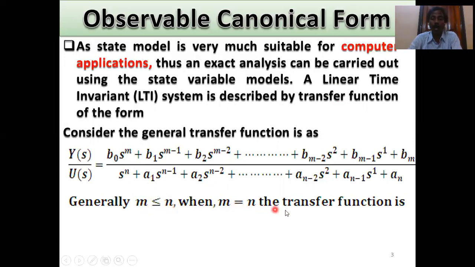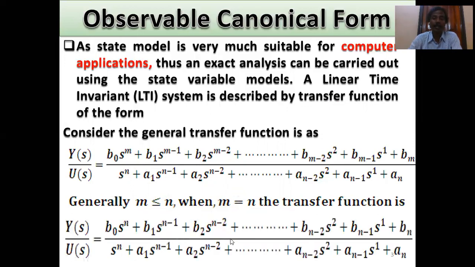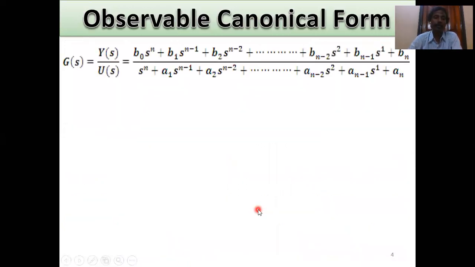When m equals n, the transfer function is this. Putting m equals n, we get Y of s by U of s equals b0 s to the power n plus b1 s to the power n minus 1 plus bn minus 1 s to the power 1 plus bn, divided by s to the power n plus a1 s to the power n minus 1 plus an minus 1 s to the power 1 plus an. This is the transfer function for m equals n.